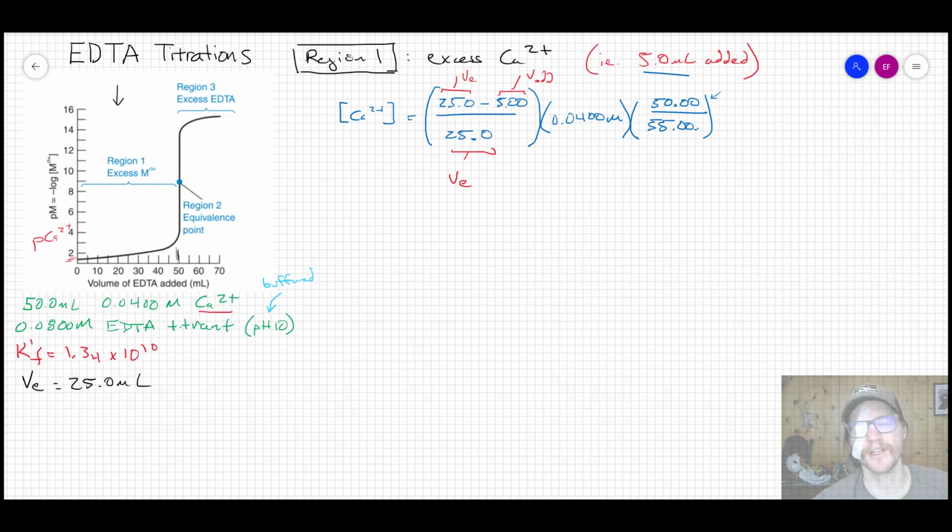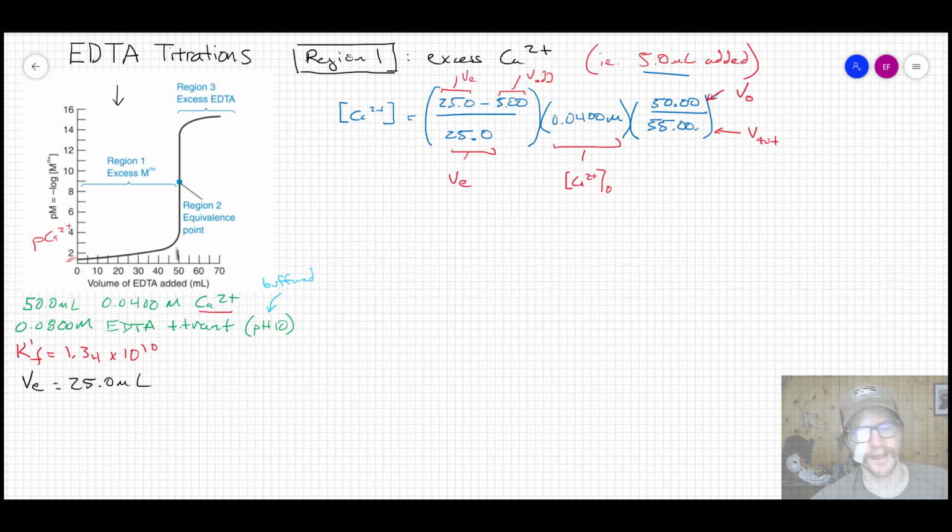You could write this out dimensionally. It'll get you the same answer. This is just a shortcut. So I'm going to write this down as the initial calcium, or the formal concentration of calcium, and then this first value here is our V naught, that's our original volume, and then this is our total volume.